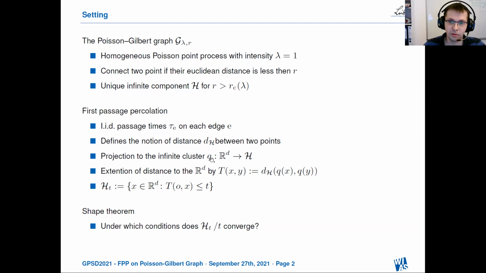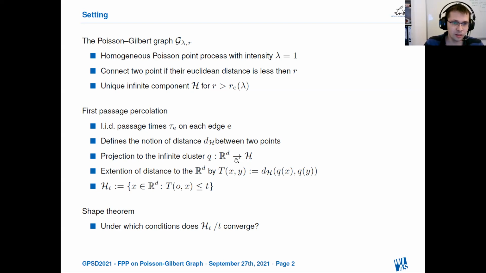In order to define a continuous version for the shape theorem, we need to fatten up the process. In the case of the Z^d, this is usually done with cubes of length 1 that are centered in Z^d. And here, in our case, we are assigning each point its nearest point in the infinite cluster with respect to the Euclidean distance. And therefore, Voronoi cells are formed.